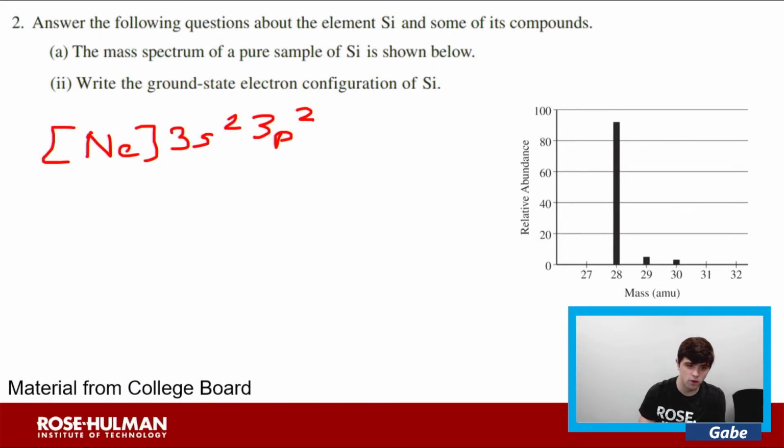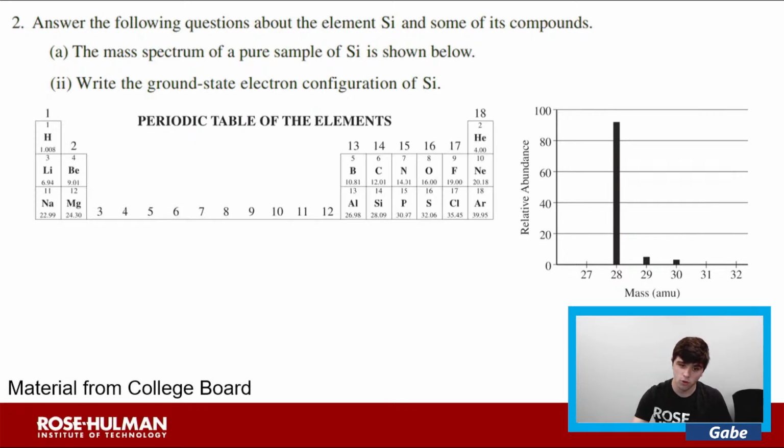All right, moving on to number 2. The mass spectrum of a pure sample of Si is shown below. Write the ground state electron configuration of Si. Based on this, we're going to need to look at the periodic table and see what the electron configuration will be. So when you pull out your periodic table, you'll look at the different orbitals that are in the periodic table itself.